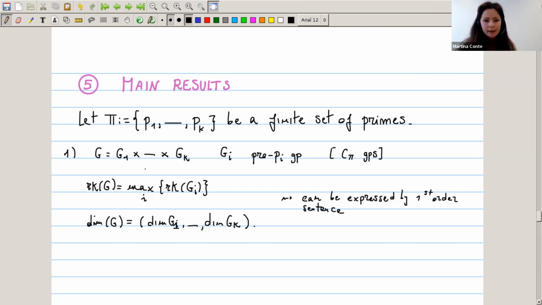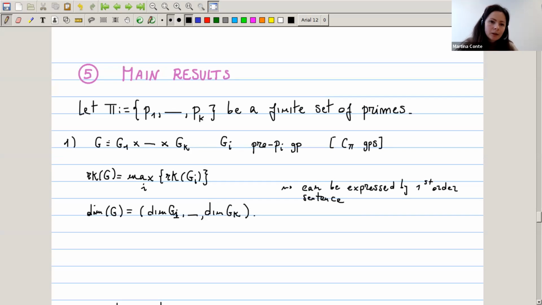And let me also say that we actually prove also that the vector of the ranks, where the ith component has the rank of the ith factor in this direct product, is defined by a first order sentence. In this case, when we have groups of this form, these factors G1 up to Gk are the pi or pro-pi Sylow subgroups of G. So a pro-pi Sylow subgroup of G is a maximal pro-pi subgroup, and the Sylow theory for finite groups extends similarly to the case of profinite groups.